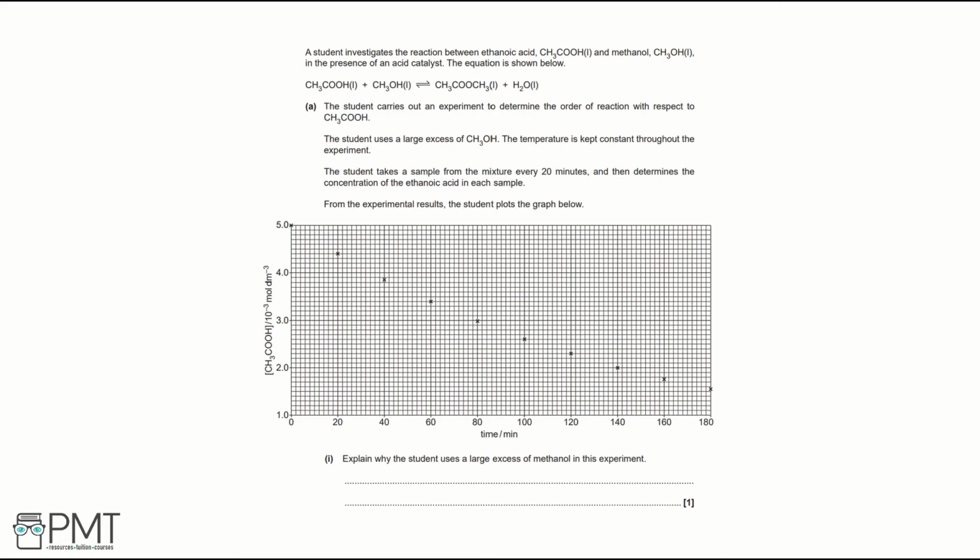Part 1. Explain why the student uses a large excess of methanol in this experiment. So the reason that the student is using such a large excess of methanol is so that its concentration is constant. So to get the mark for this question, you can write this statement. They will also accept saying that it is zero order with respect to methanol, or to ensure equilibrium is far to the right. So one of these three statements will get the mark for this question.